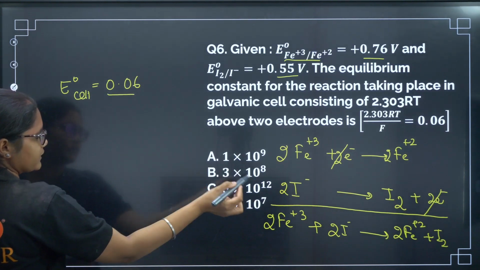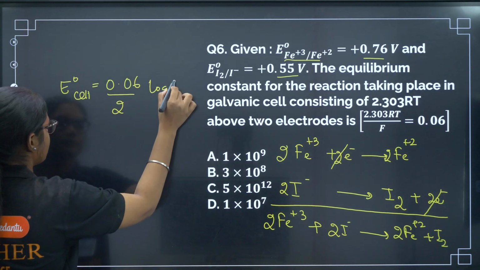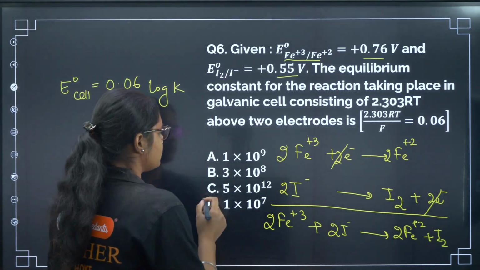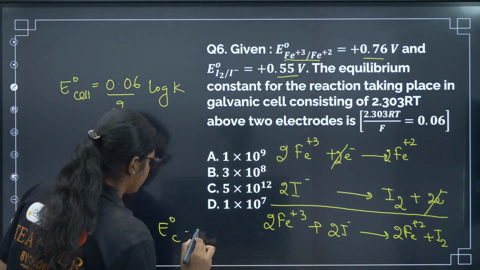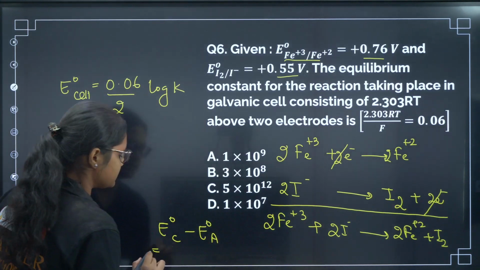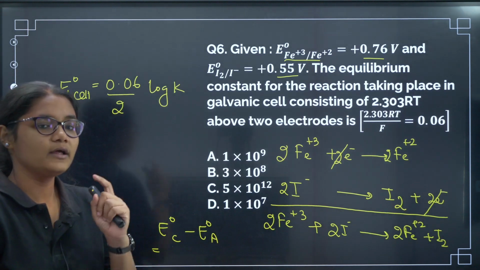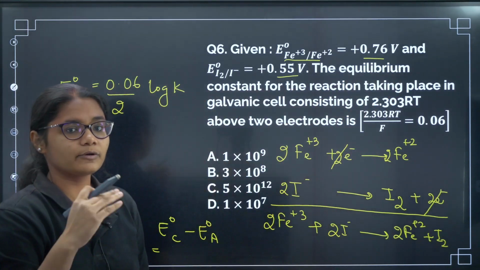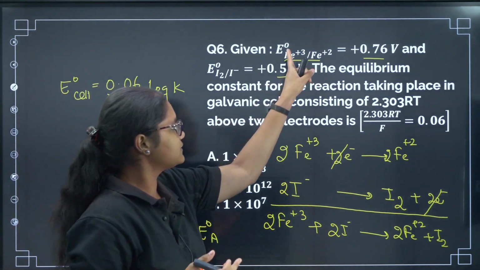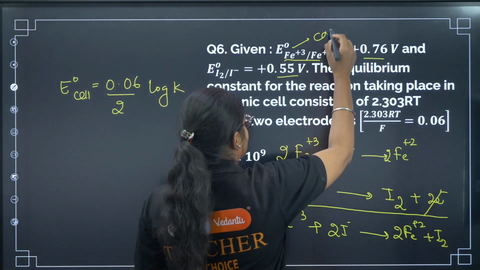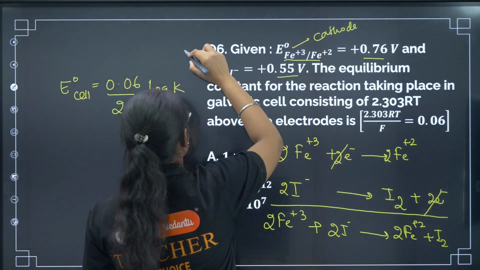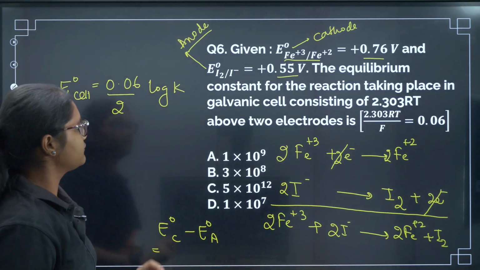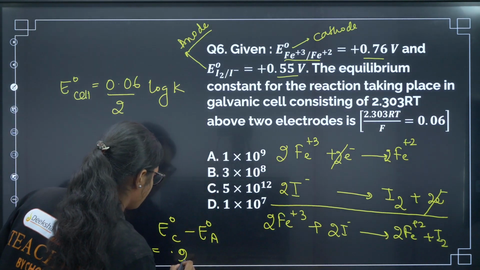0.06 we can take for easy calculation. Number of electrons is 2, log of K, right? Now here, what is the E naught of the cell? E naught of the cell is E naught of cathode minus E naught of anode, right? Now how to know which is cathode and which is anode? The one whose reduction potential is more, definitely that will be the cathode. So if you compare 0.76 and 0.55, 0.76 is a higher value, so Fe will behave as cathode and I2 will behave as anode, right?